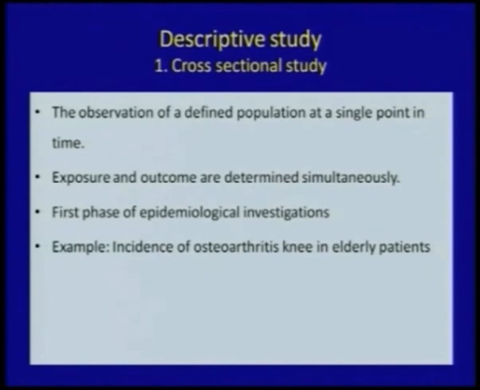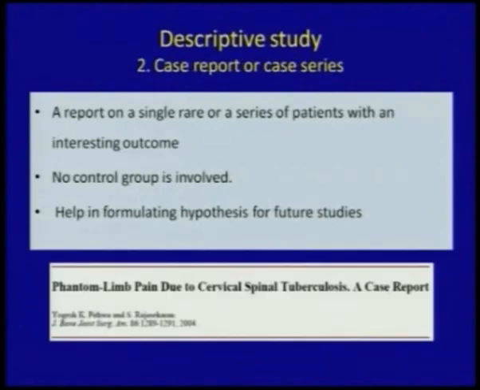For example, if you want to study the incidence of osteoarthritis in an elderly population, you go to an old age home, study all the residents of that old age home and see how many have osteoarthritis of the knee. If you think obesity is a risk factor causing osteoarthritis, both the obesity and the disease already exist there.